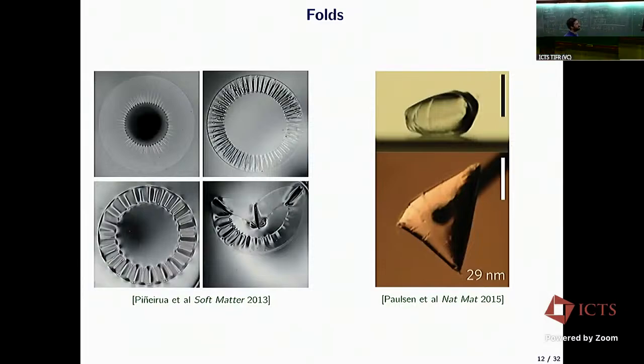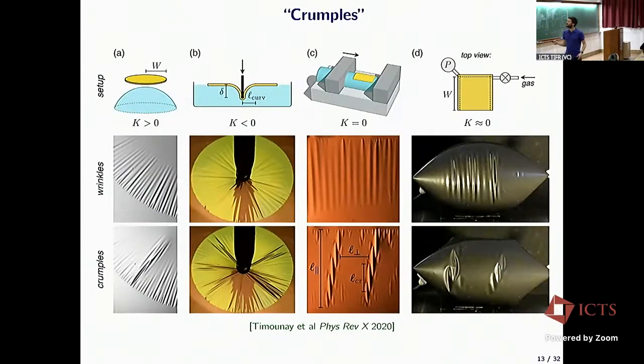But here, to make this triangular shape, you need folds, okay? And you need sharp folds at the corners and not wrinkles. And what I will show next lecture is that these folds are here just to make these shapes, to make different shapes, but not because they are individually energetically favored over wrinkles. And I will conclude with this shape with the crumples.